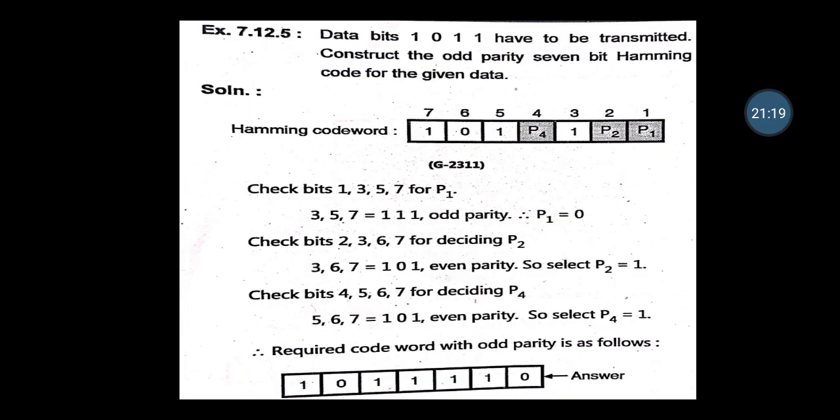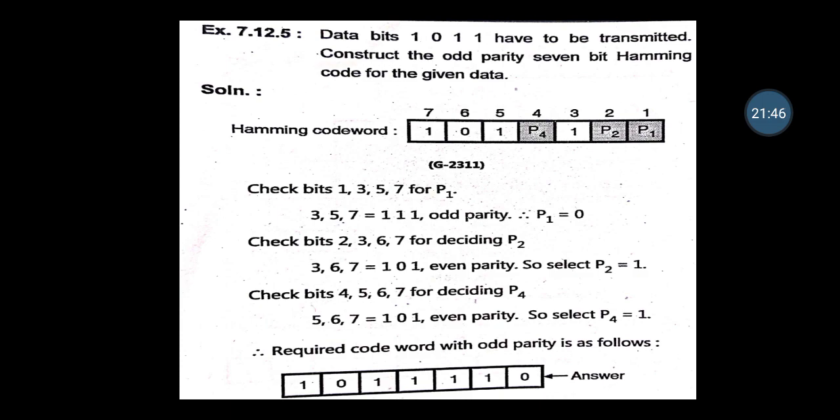So the data bits 1011 have to be transmitted, and construct the odd parity 7-bit Hamming code for the given data. So the Hamming code word is P1 P2 1 P4 0 1 1. There are only data bits, no parity bits, so the parity bits have to be calculated.